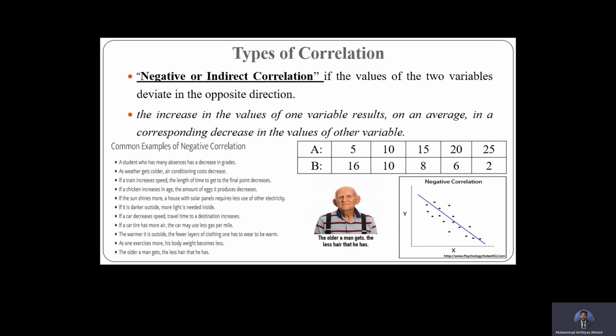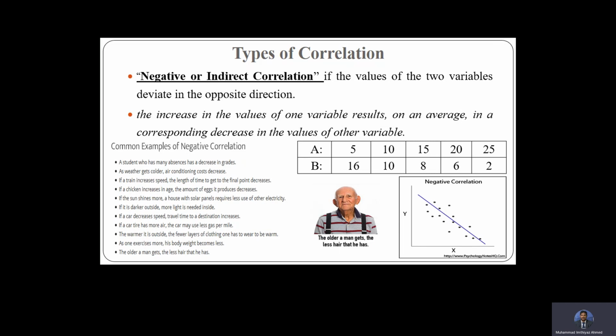The other one. If it is darker outside, more light is needed inside. You agree? During rainy time, when it rains, you see outside, it will be dark. When it is dark, definitely inside we need light. Without light, we cannot live. You got the point? Now sun is more, we don't need light. But if it is darker outside, we need light inside. Got the point? This is also one example.